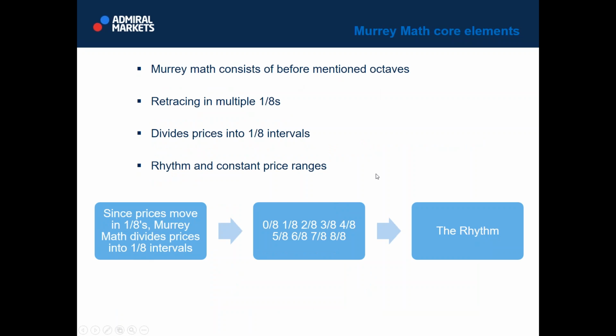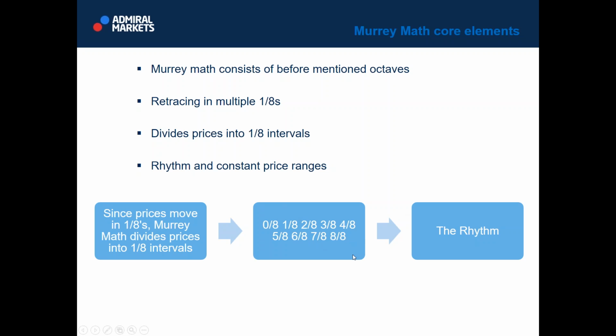We have different levels in Murrey Math. We have levels from 0/8 to 8/8, and those octaves are, simply put, support and resistance levels where we can determine the next movement of the price. That is the rhythm, and we have a so-called constant price range. So price tends to range between those intervals.